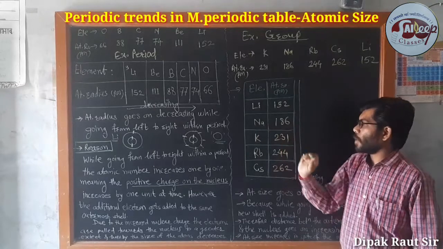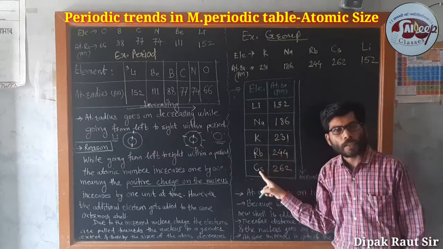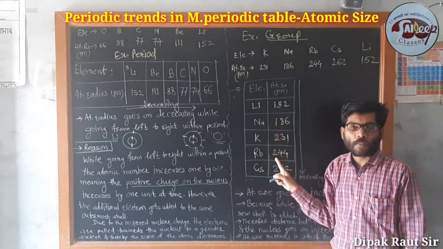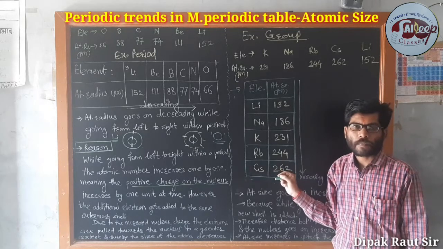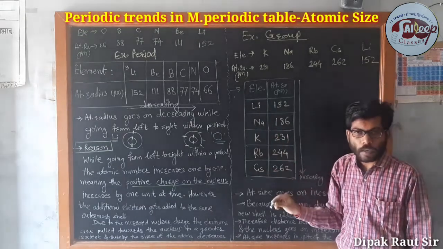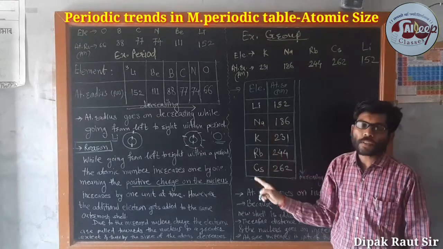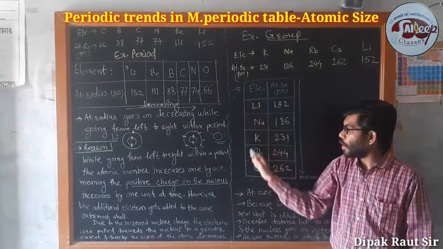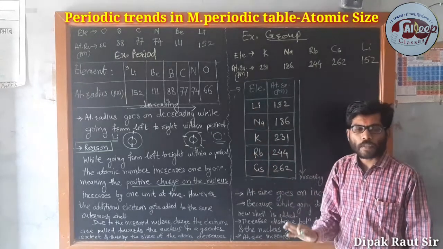Now, the names of the elements: first lithium, sodium, potassium, rubidium, cesium. When we observe this arrangement in increasing order of atomic radius and see the names of the elements, we remember the modern periodic table, and this is the first group, that means alkali metals. Lithium, sodium, potassium, rubidium, cesium. All are metals, and this is the first group.